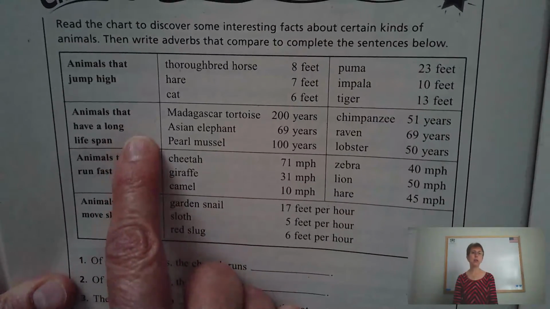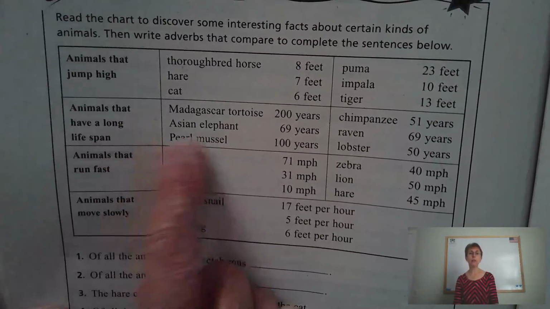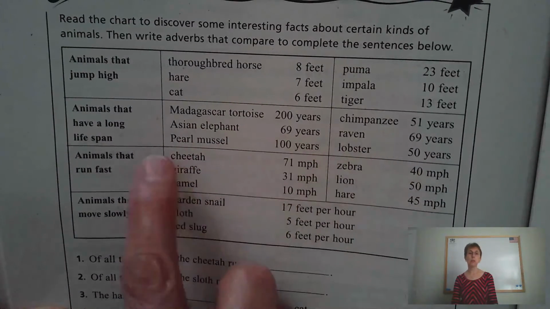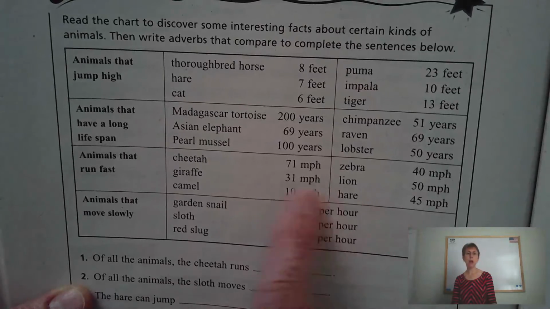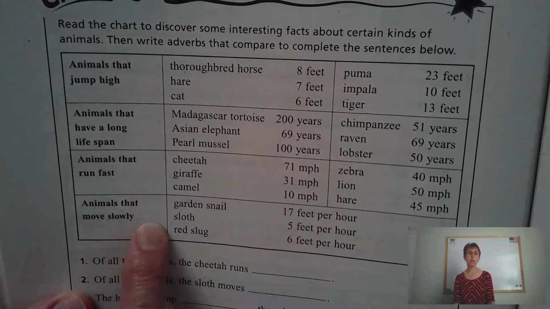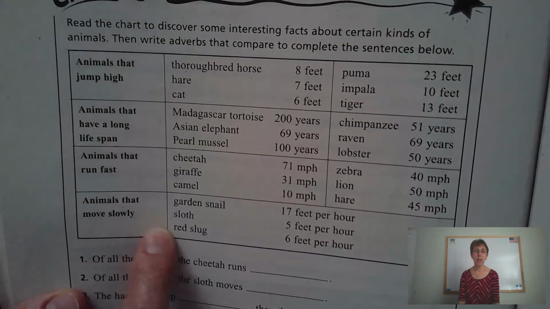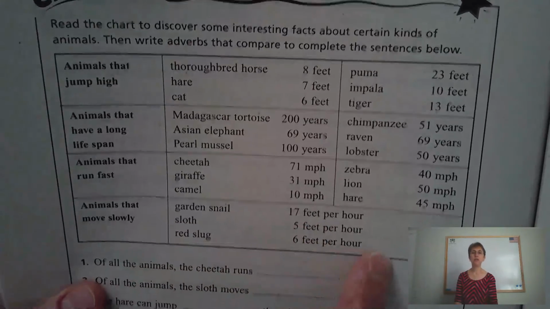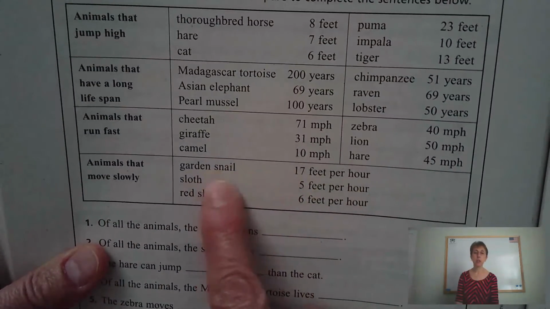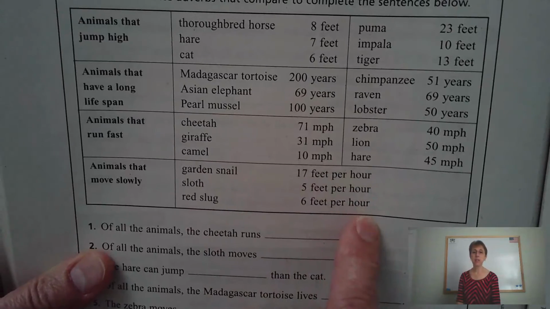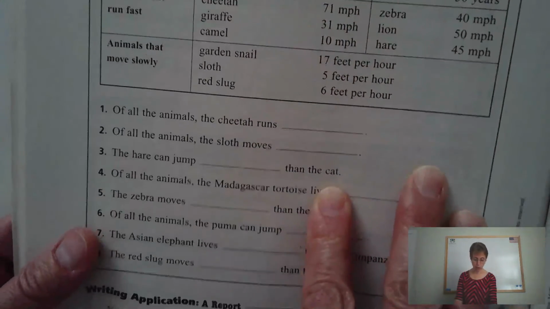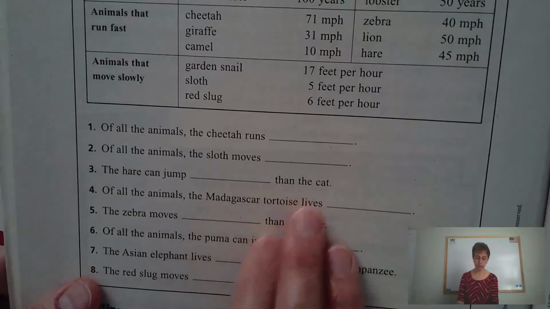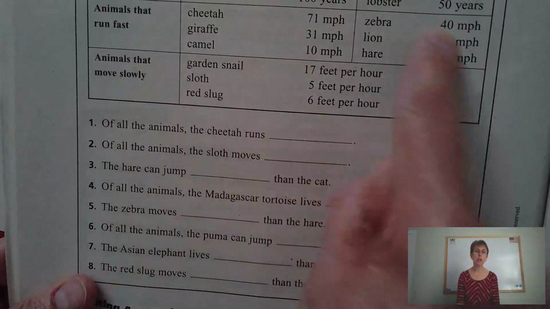The next category is animals that have a long lifespan, and then they give you the number of years, and animals that run fast and the number of miles per hour that they run, and the animals that move slowly and the number of feet per hour that these animals travel. Okay, so down below now you're going to complete these sentences based on the information that you're given here.